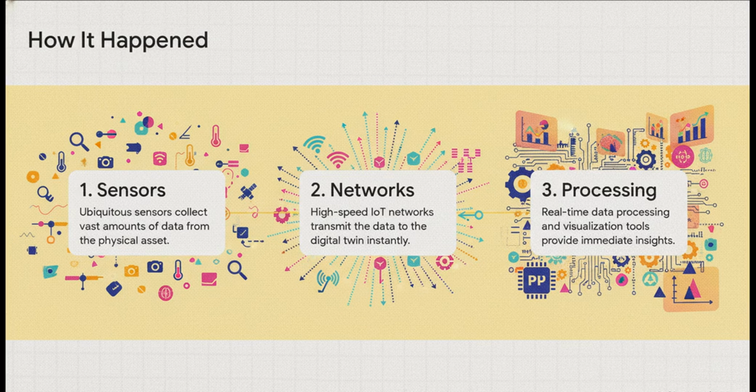So how did this all happen? It was really a perfect storm of three key technologies, all coming together at just the right time. First up, you had sensors. They became super cheap, small, and you could put them everywhere, gathering data on everything from temperature to pressure. Second, the Internet of Things, or IoT, gave us the high-speed networks we needed to transmit that absolute flood of data instantly. And third, and this is crucial, we finally had the raw computer power to make sense of it all as it was happening.